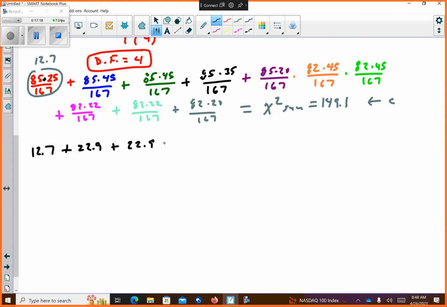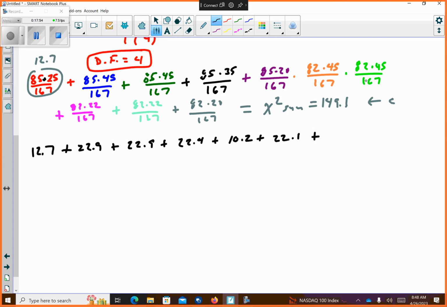85 times 35 divided by 167. 22.39, so we'll go 22.4, okay. 85 times 20 divided by 167. 10.17, so we'll go 10.2. 82 times 45 divided by 167. 22 exactly? Yeah. It's 22.09. Okay, we'll go 22.1. Okay.